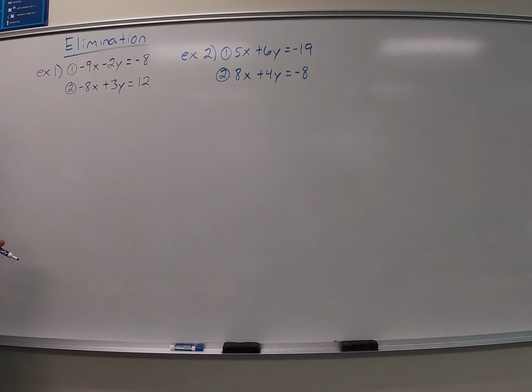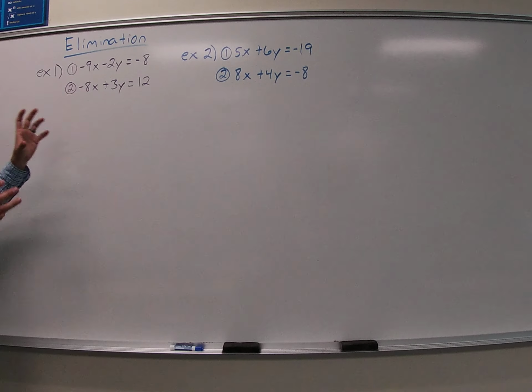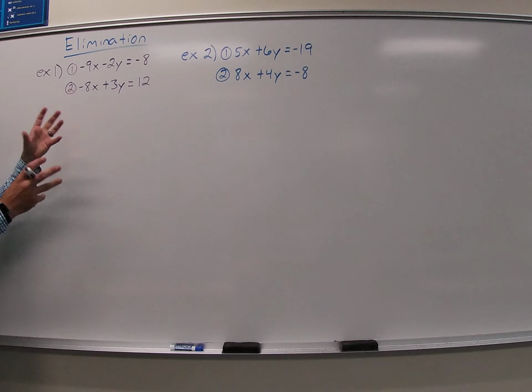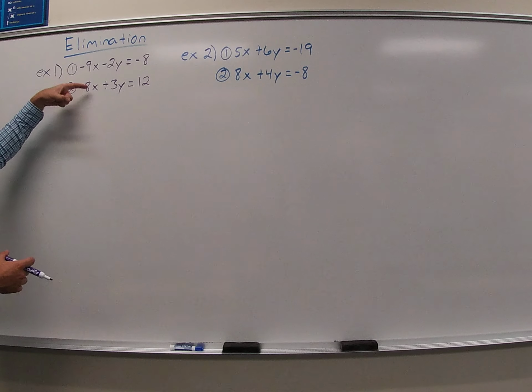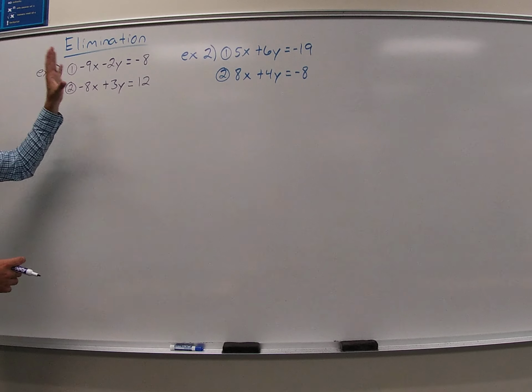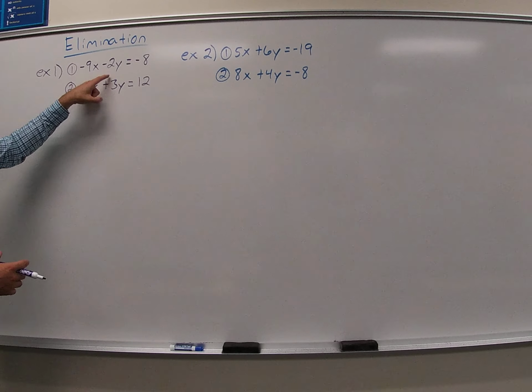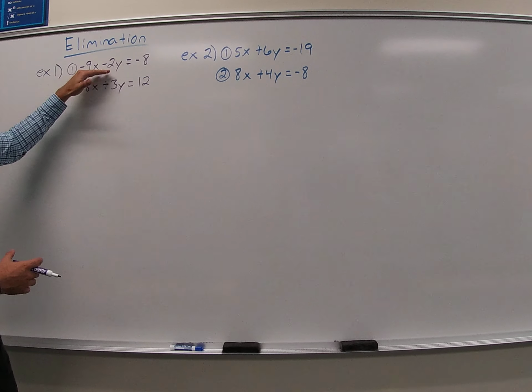So let's talk about our strategy. In the purple example, example 1, I have a negative 9x and a negative 8x. I want those to be the same number, one positive, one negative, so that they cancel out. The closest number that we're going to get there is 72. I don't want to multiply and get higher numbers like that. Let's look at y, see if that's any better. I have a positive 3y and a negative 2y.